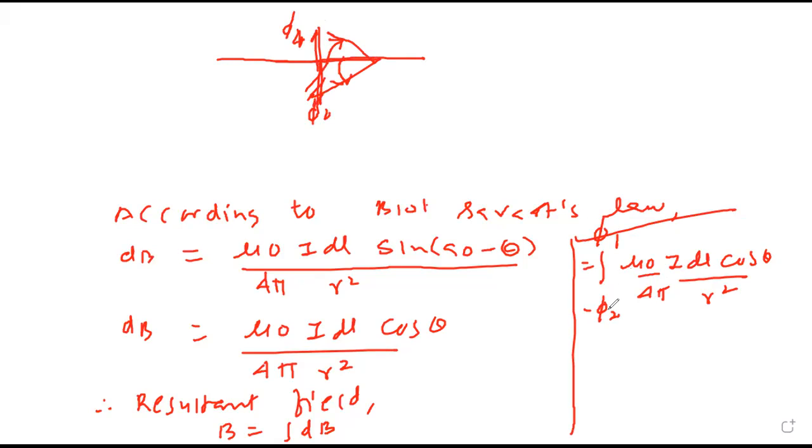Our variation is in angle, because P is making some angle. If I take dl here, it will make some other angle. If I take dl here, some other angle. The angle will be varying. So we took phi 2 to phi 1. Copy this much.